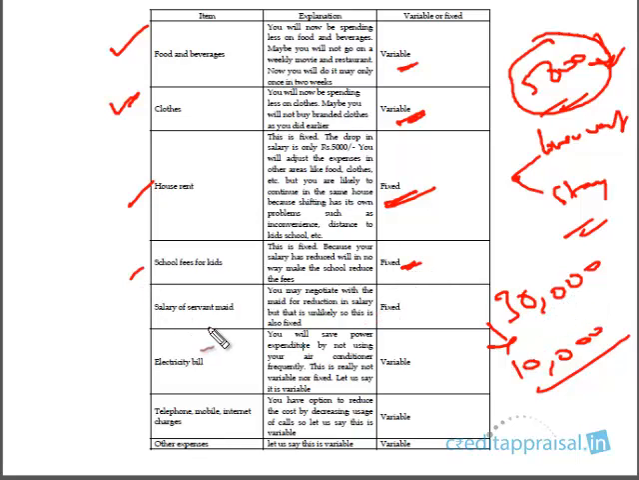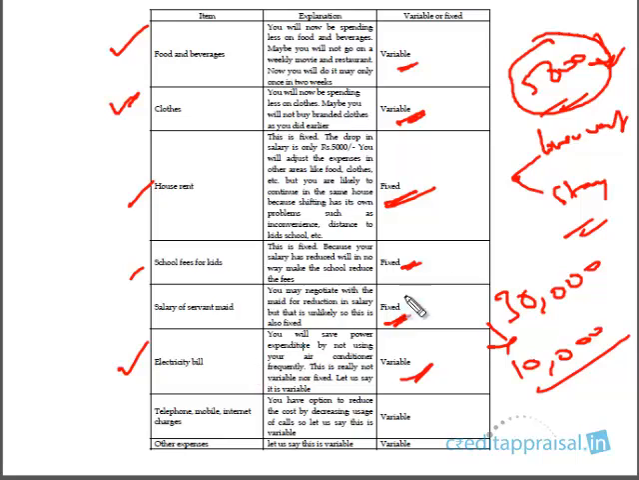Okay. Salary of servant maid is a fixed expense because your salary has dropped. The servant maid will not take a hit on her salary. She will be asking the same salary. Okay. What about electricity bill? This is a variable expense because now you'll be more worried about the electricity bill.